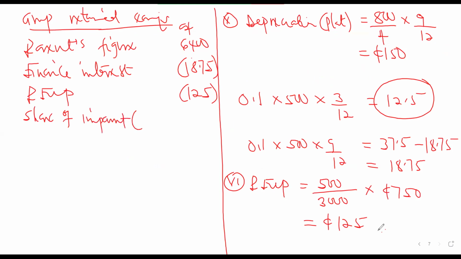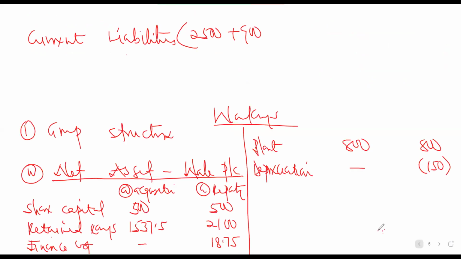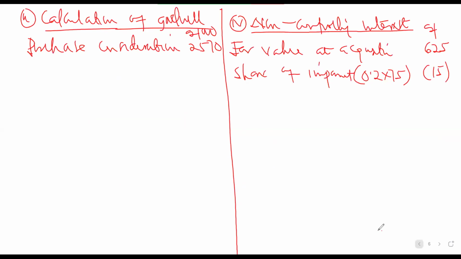Share of impairment: 0.8 multiplied by 75. What are we getting for? 15, so this will be 15, and this will be 60. Okay. So we are done with the impairment adjustment already.